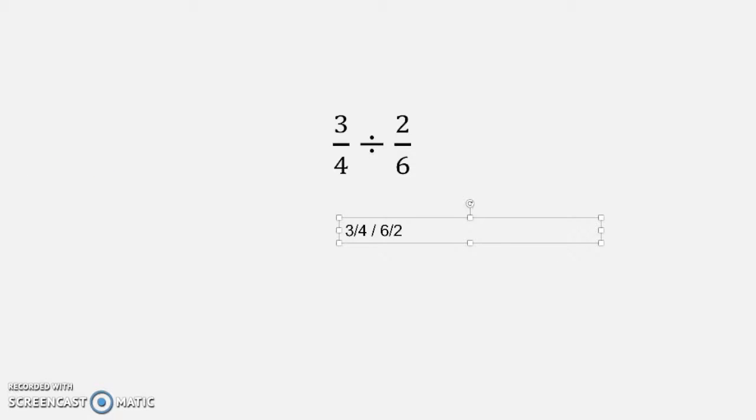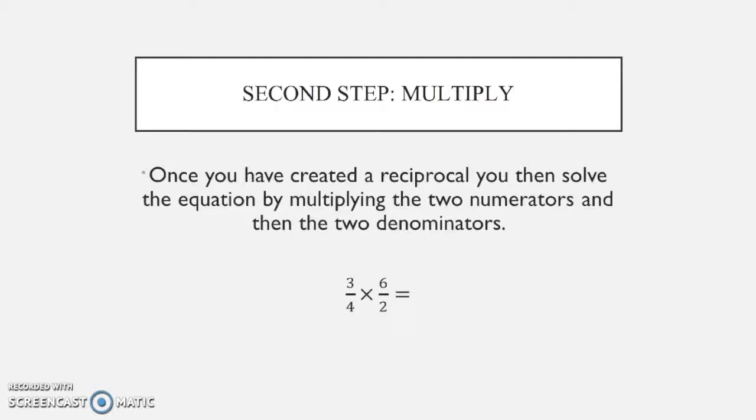So now moving on to the second step. The second step is to multiply. Once you've created a reciprocal, you then solve the equation by multiplying the two numerators and the two denominators. So we're going to solve this equation together.